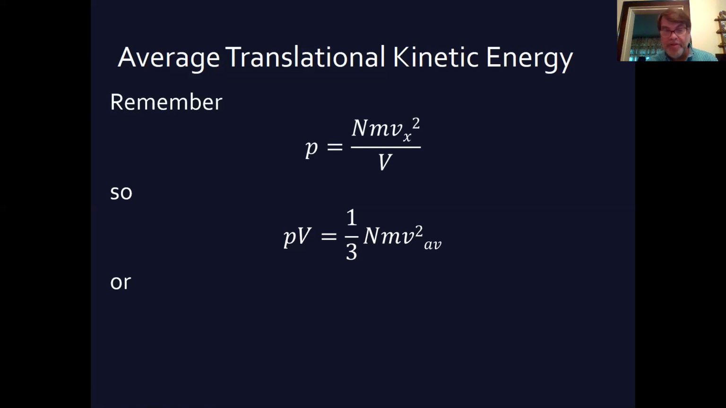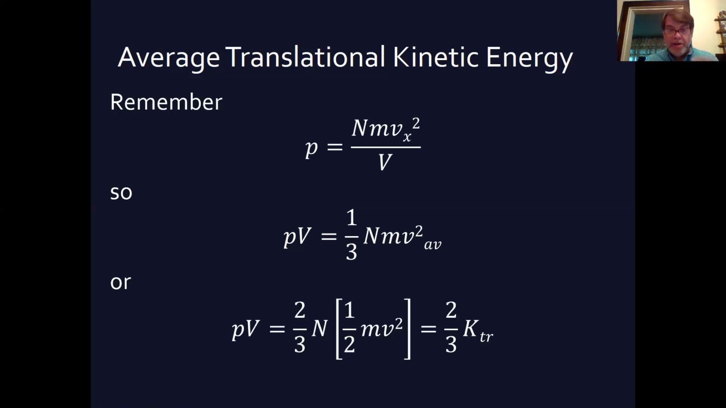Because we also know that, okay, here's what we're going to do next. We're going to do a little algebra voodoo. We're going to take 1/3 and pull it apart into 2/3 times 1/2, because the 2's cancel out and you're left with 1/3. So I can pull the 1/3 apart into 2/3 times 1/2.